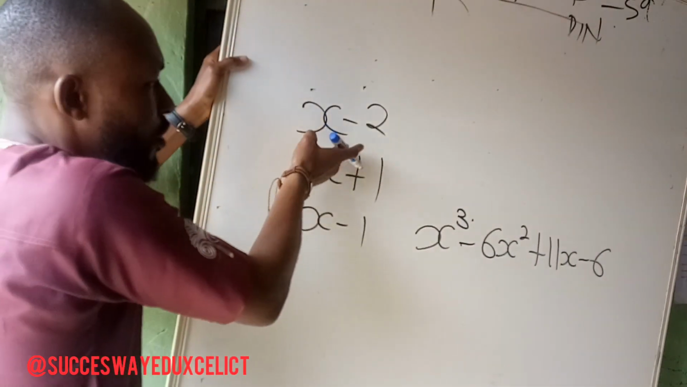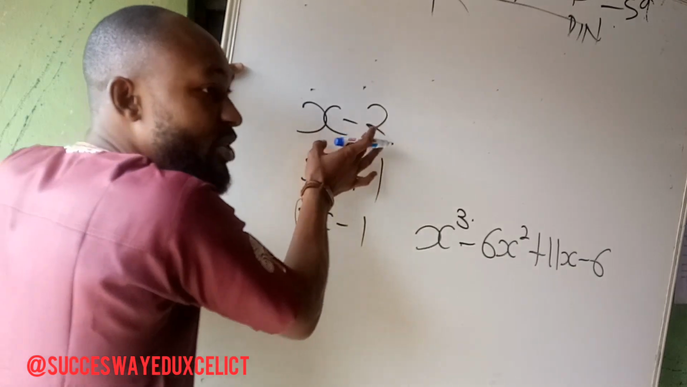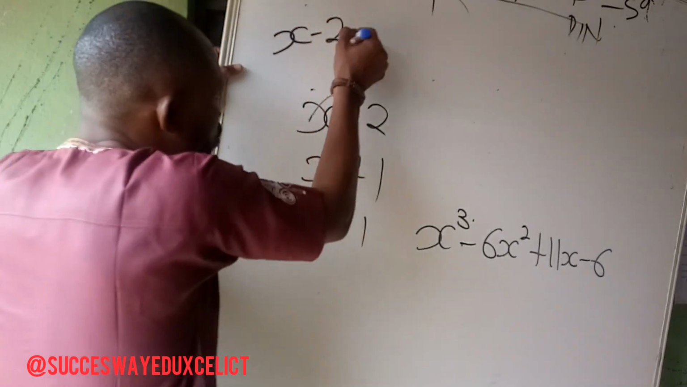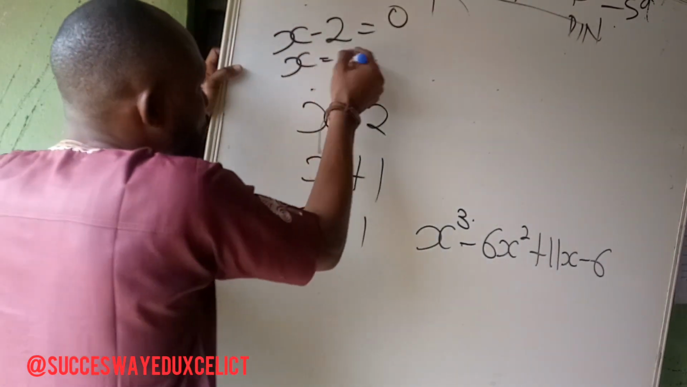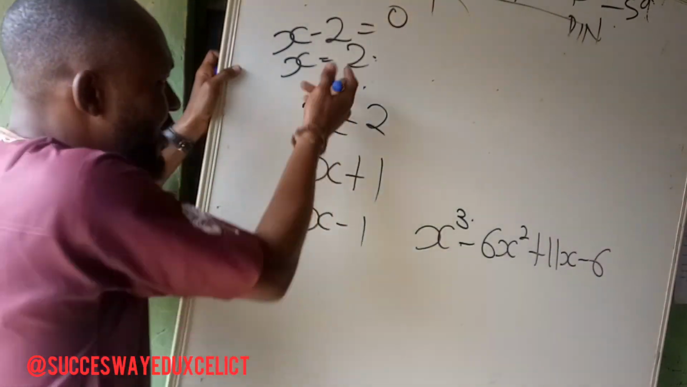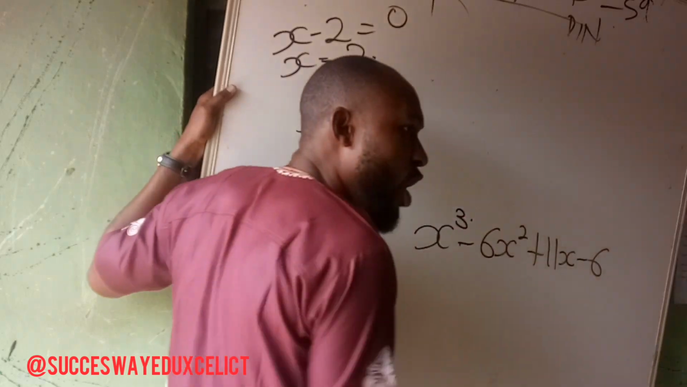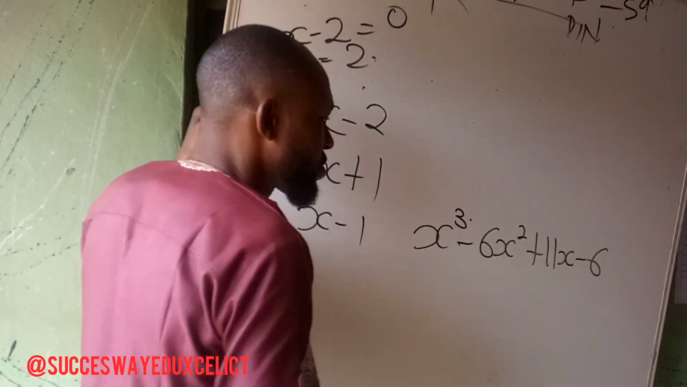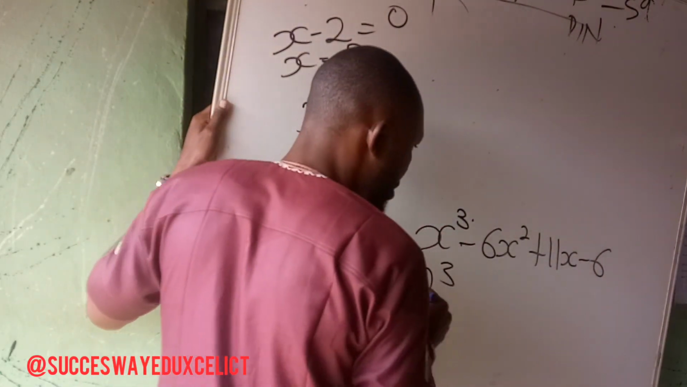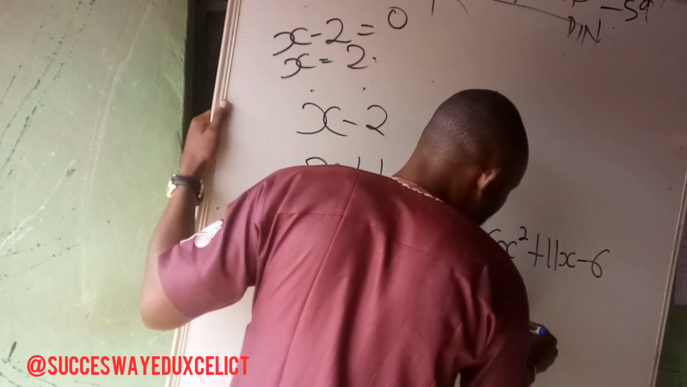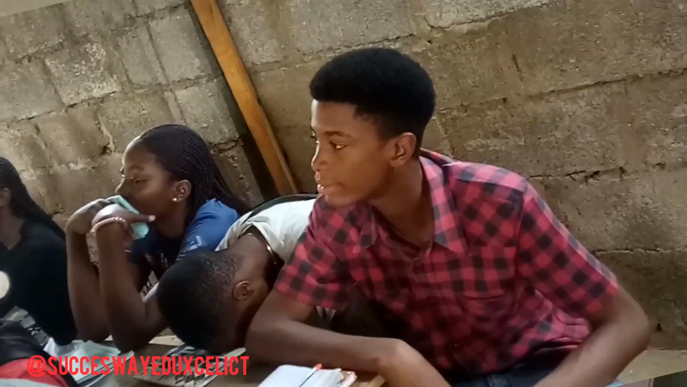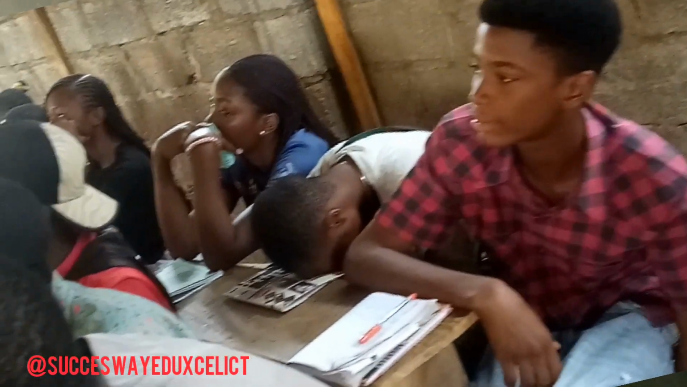Now, here, I have to make x the subject of the formula. x minus 2 is equal to 0. As such, x is equal to 2. I will now substitute this 2 into this expression and see if it will give me 0 or not. Simple thing. 2 raised to power 3, minus 6 into 2 squared, which is my x squared, plus 11 into x, which is 2, minus 6.